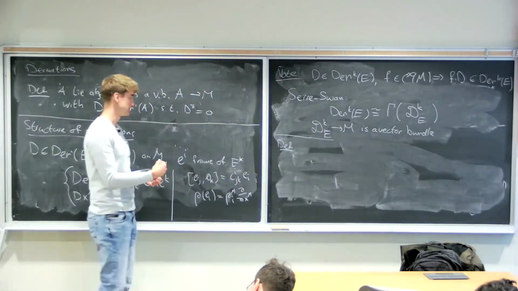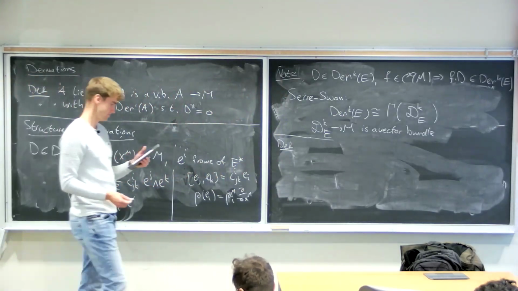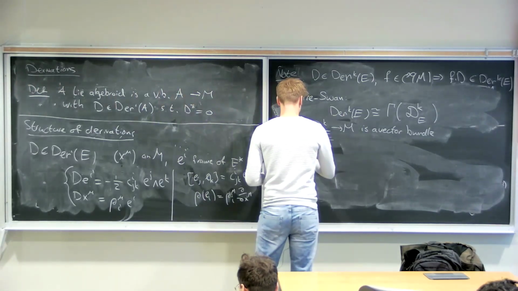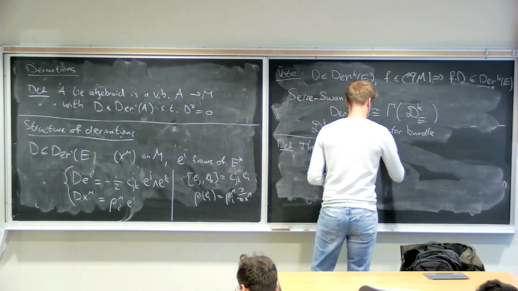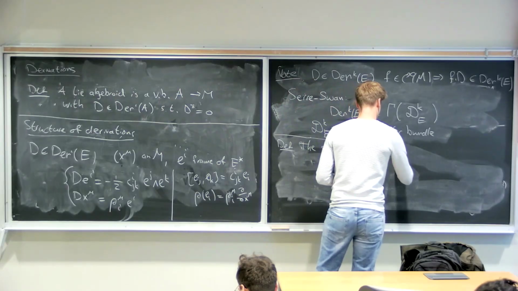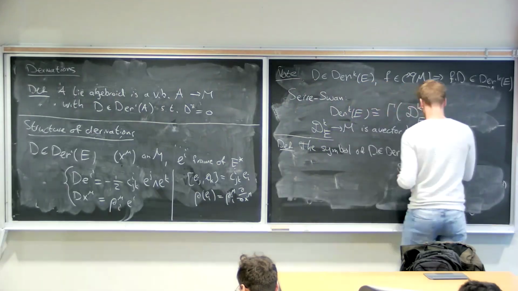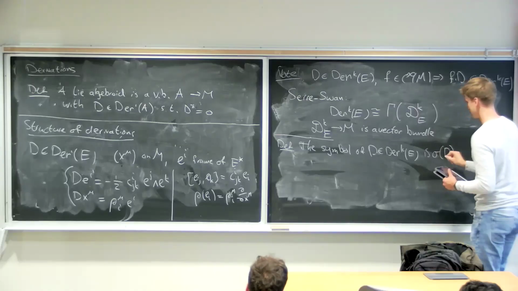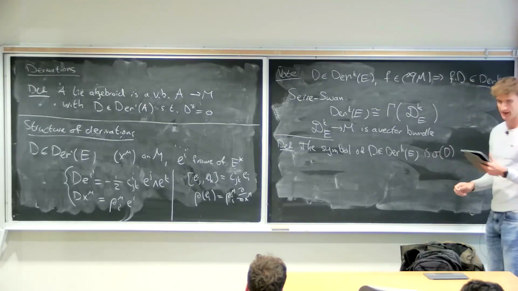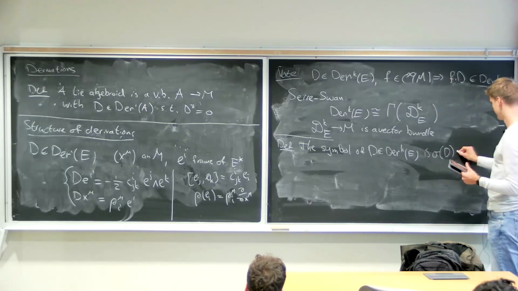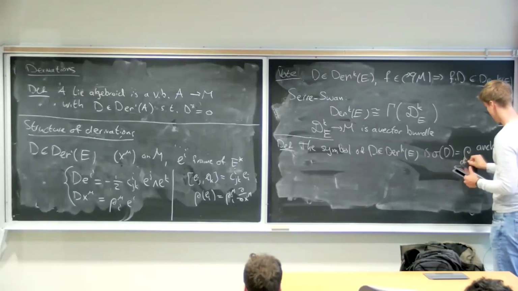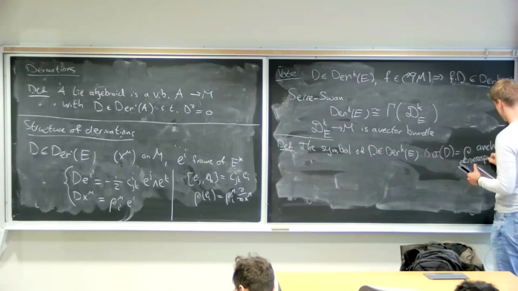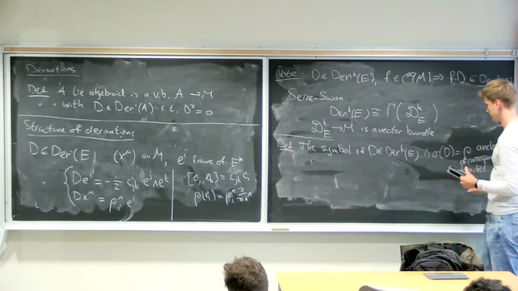The other part of the structure of derivations comes from the symbol. The symbol of a k derivation is the anchor of the corresponding bracket. I'm going to give you a more explicit formula for that later. And this corresponding bracket was defined through the Leibniz rule.